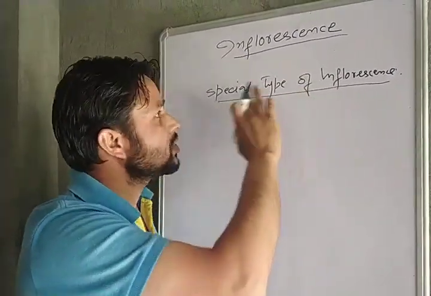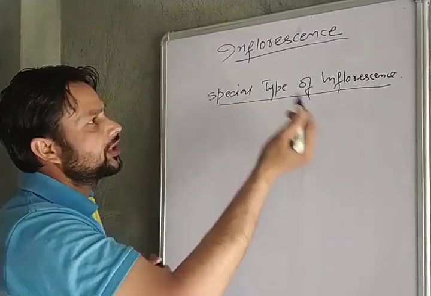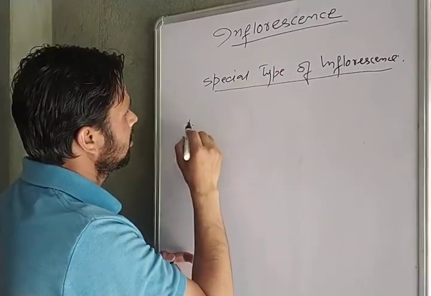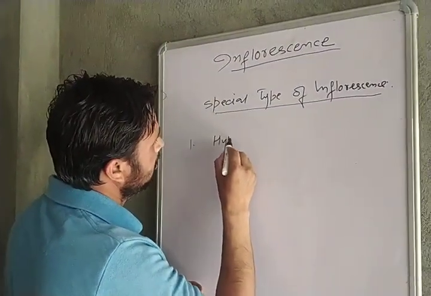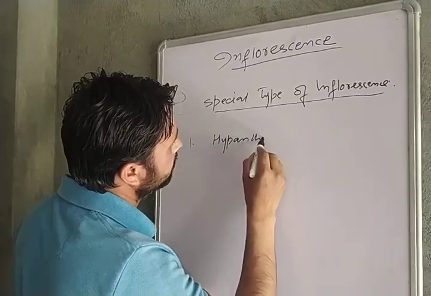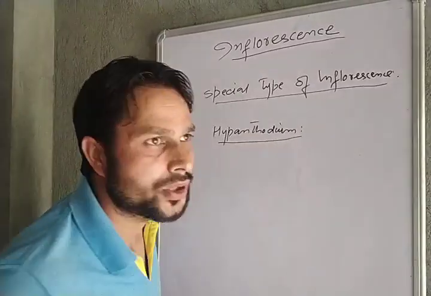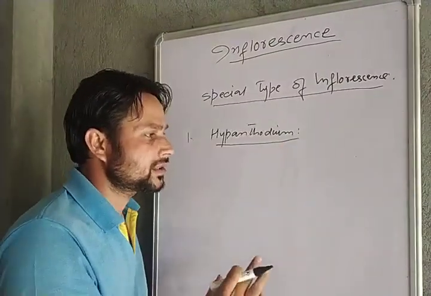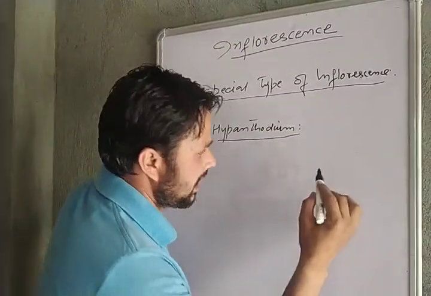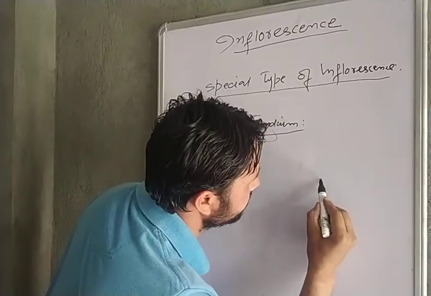Okay, what happens in special type? It is of different types. Number 1, hypanthodium. What is hypanthodium? I will show you a structure.